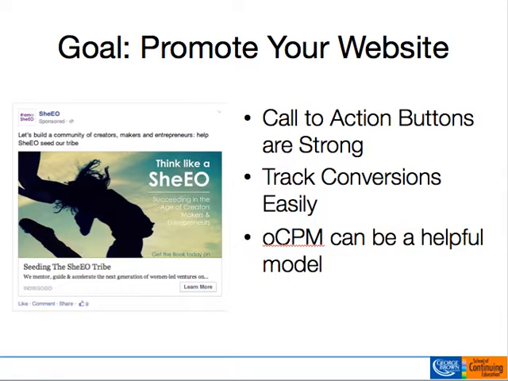And hopefully you're trying to promote something. That's why you're in Facebook marketing. One of those things is likely your website. OCPM is optimized cost per million, or cost per thousand impressions, and it can be a helpful model to having your page reach the widest number of people to drive impressions. And we'll look at those cost strategies in a little bit.